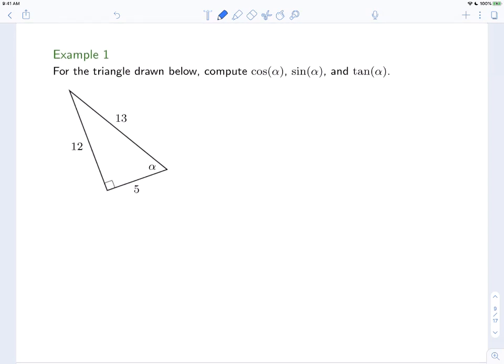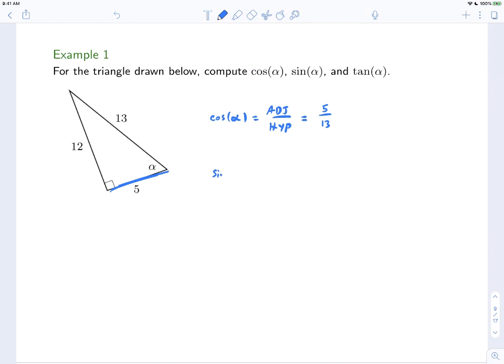Alright, let's look at an example. For the triangle drawn below, compute cosine of alpha, sine of alpha, and tangent of alpha, where alpha is this angle. So we can just use those formulas. We have a right triangle here, and we have the dimensions of all of those sides, and that's what we need. So cosine of alpha is the length of the adjacent side over the length of the hypotenuse. Well, the adjacent side is length 5, and the hypotenuse is the side opposite the right angle, so that's 13. So cosine of alpha is 5 over 13.